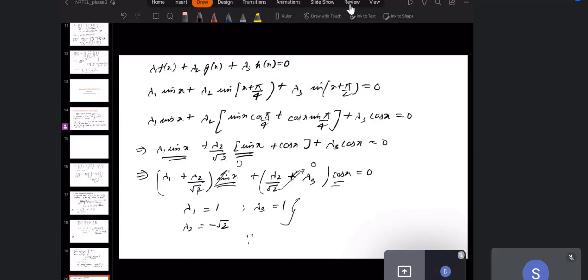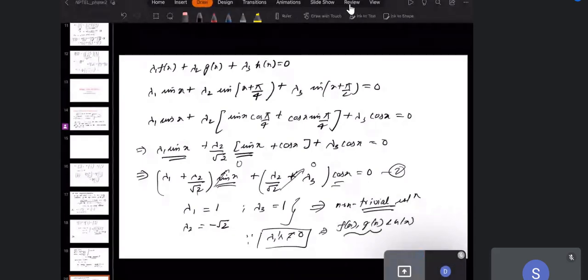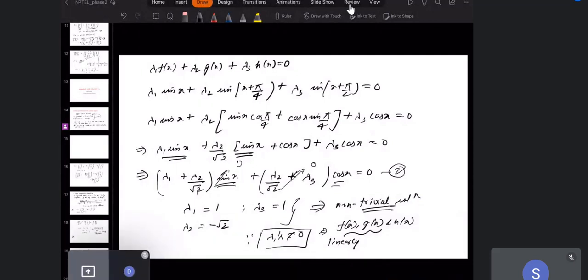So hence, here we can prove that lambdas are not equal to 0. So we can have non-trivial solutions. These are called non-trivial solutions. That is, for some distinct value of lambda, we can satisfy this equation number 2, suppose. And hence we can say, since these scalars are not equal to 0, fx, gx, and hx, they are linearly dependent.